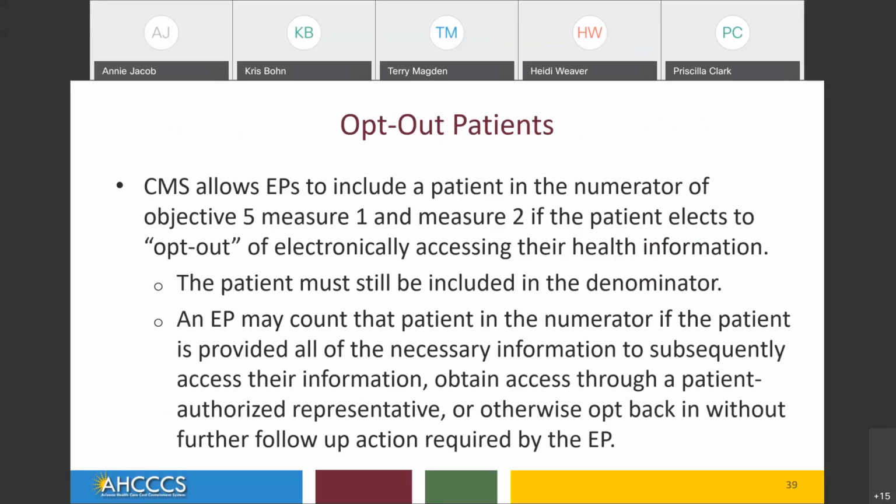So opt-out patients. This does apply to Measure 1 and Measure 2. CMS allows EPs to include a patient in the numerator of Objective 5, Measure 1 and Measure 2 if the patient elects to opt out of electronically accessing their health information. The patient must still be included in the denominator. An EP may count that patient in the numerator if the patient has provided all of the necessary information to subsequently access their information, obtain access through a patient-authorized representative, or otherwise opt back in without further follow-up action required by the EP.